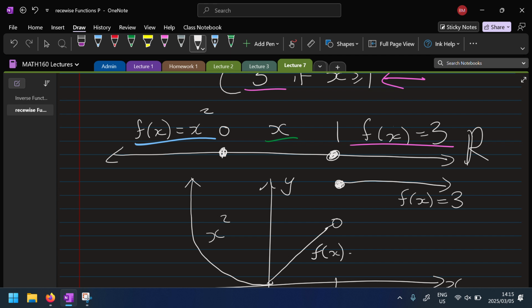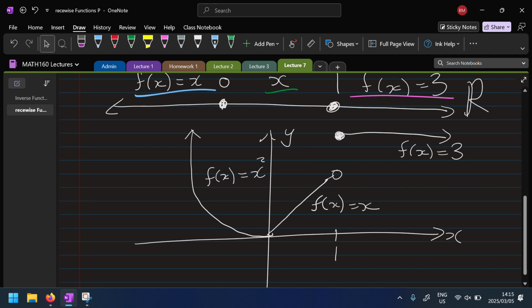And over here we had f of x equals x. Here you can write f of x equals x squared. Yeah, there's another closed circle here, but you don't really need that. Okay, so again, we took the domain and we chopped it up into 3 parts. Case 1, case 2, case 3.